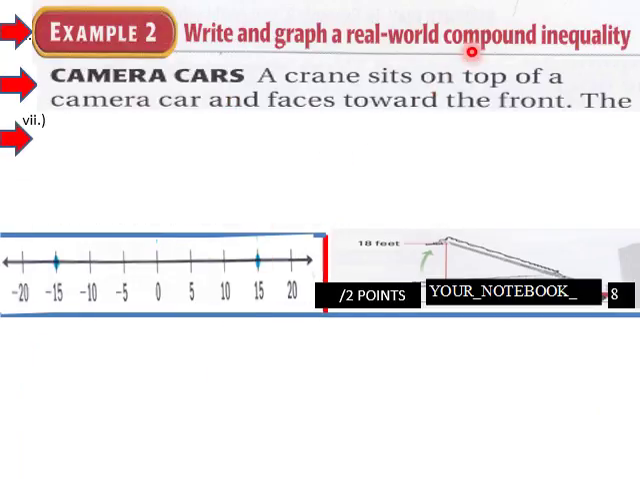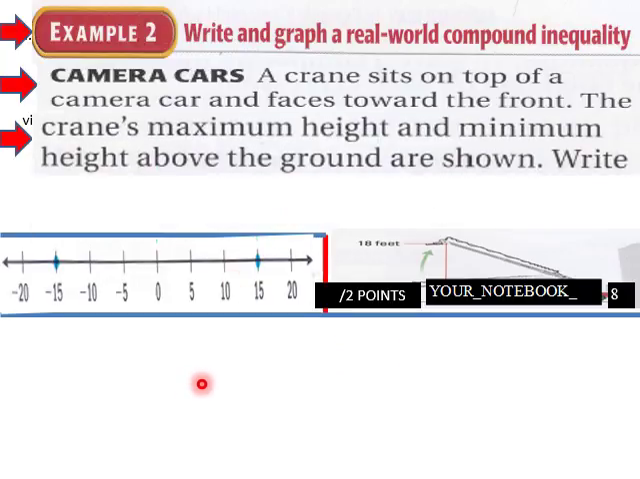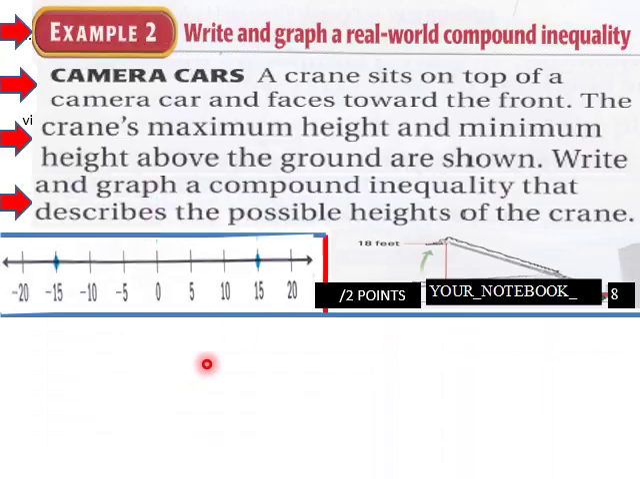Now write a real-world compound inequality. Example 2, camera cars. A crane sits on top of a camera car and faces toward the front. The crane's maximum height and minimum height above the ground are shown. Write and graph a compound inequality that describes possible heights of the camera. We have an 18-foot max here, and the min I can't read.